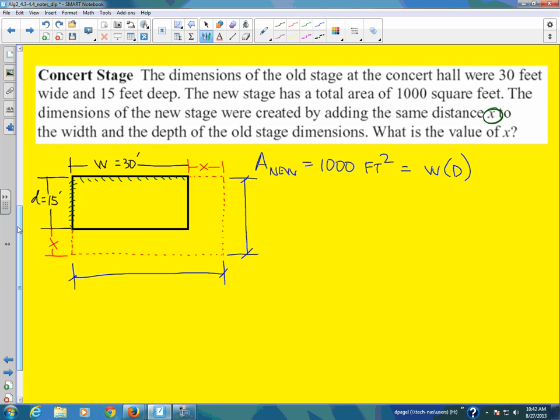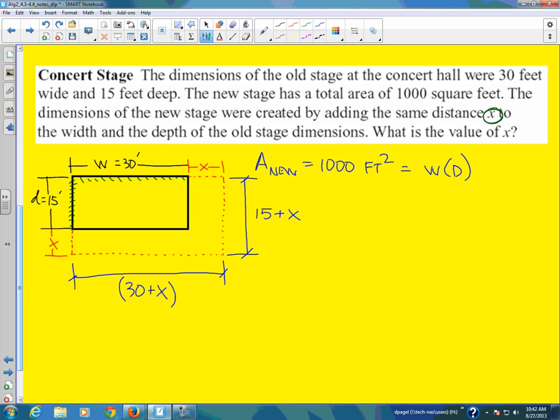All right, we're going to take this width dimension. We know that it started with 30. We added something to the 30, this width of x. So that means this new long dimension along the front of the stage has to be the original 30 plus this new dimension x. Same thing is happening on the depth of the stage. It started with the original 15, and then we added this new dimension x. Those two then define the width and the depth of our new stage.